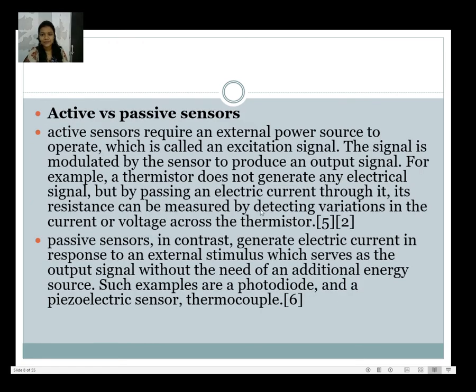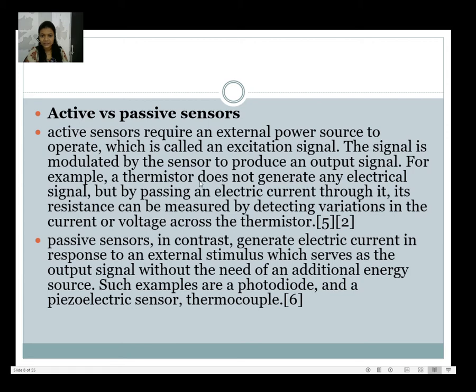Now, what are the types of sensor? There are two types, that is active and passive sensor. Active sensor requires an external power source to operate. Just as we saw with active and passive devices, the same applies to active and passive sensors. So, an active sensor requires an external power source to operate, which is called an excitation signal. The signal is modulated by the sensor to produce an output signal.